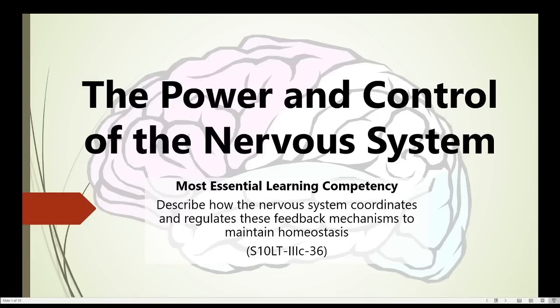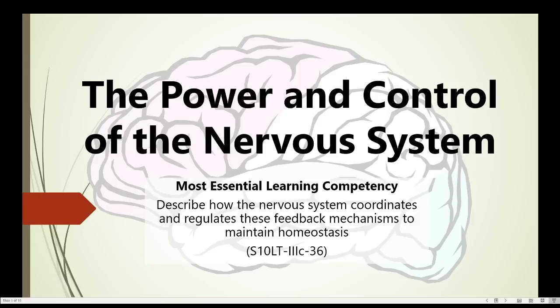So for this week, we will be discussing Module 3 of Quarter 3, Grade 10 Science with the title, The Power and Control of the Nervous System. Obviously, our topic for today is all about the nervous system, its divisions, subdivisions, but also we will be discussing the neuron or the nerve cell. The most essential learning competency for this topic is to describe how the nervous system coordinates and regulates these feedback mechanisms to maintain homeostasis.